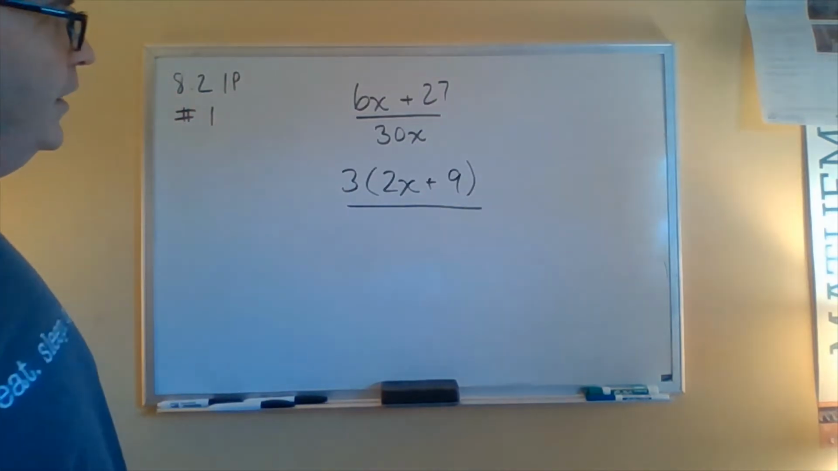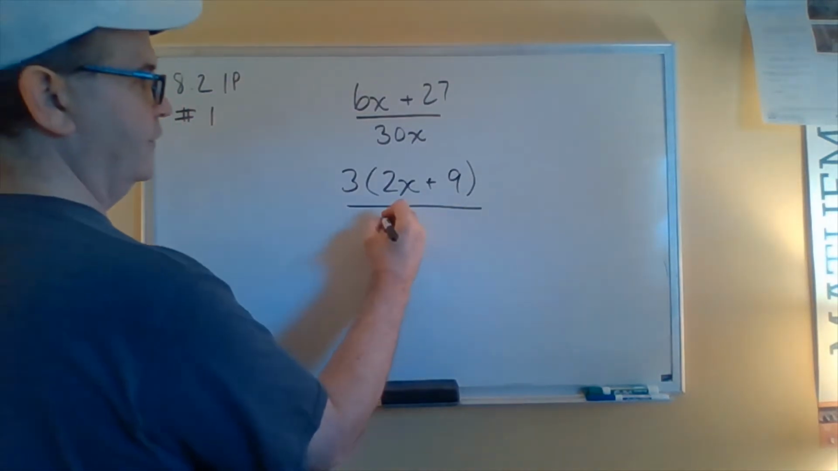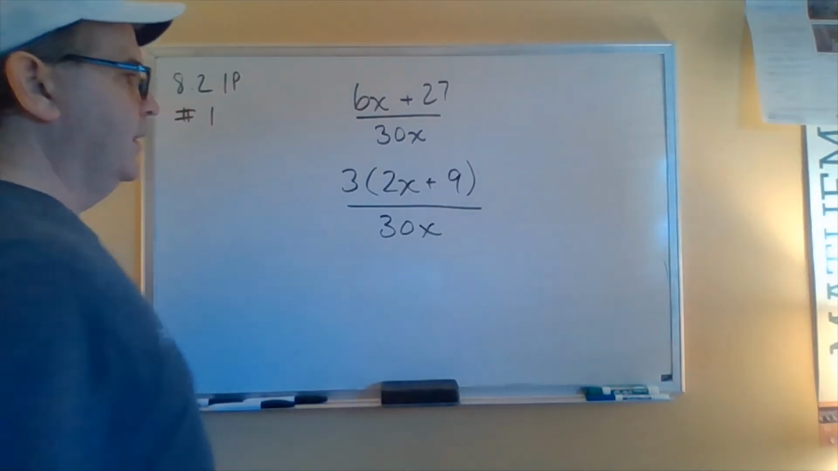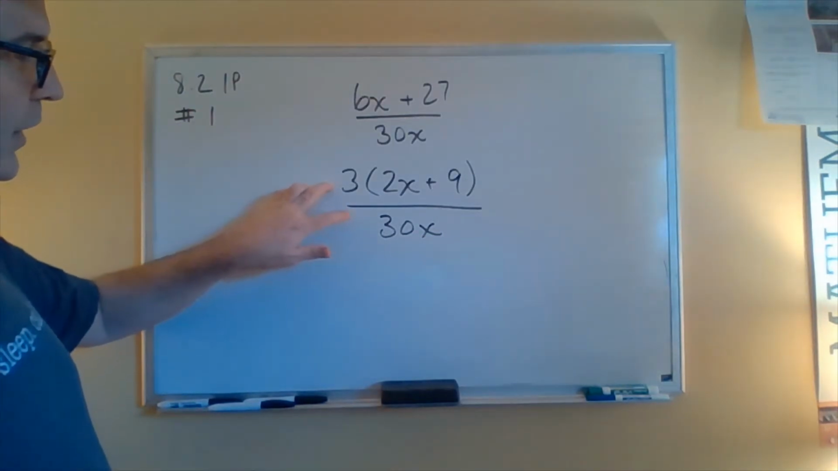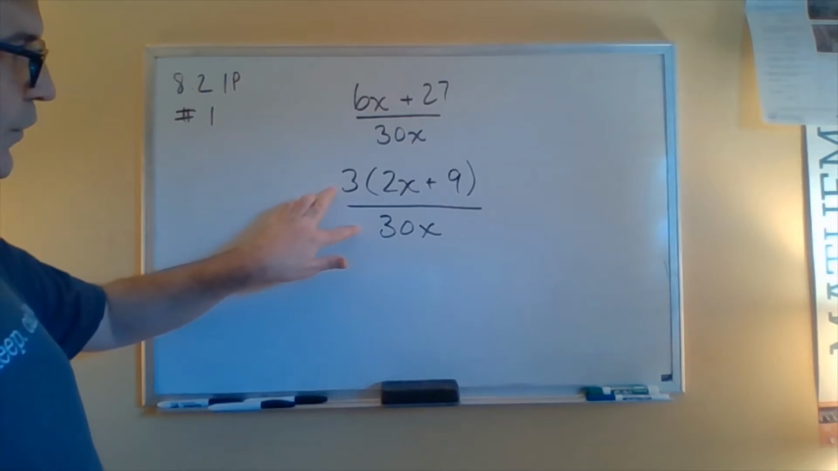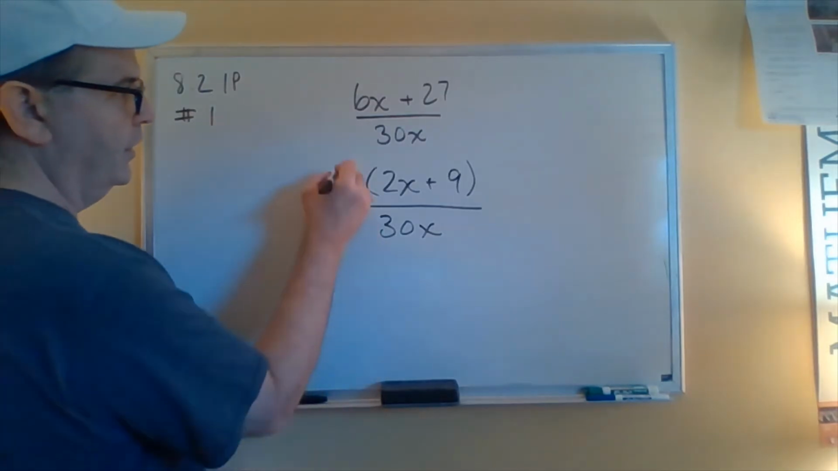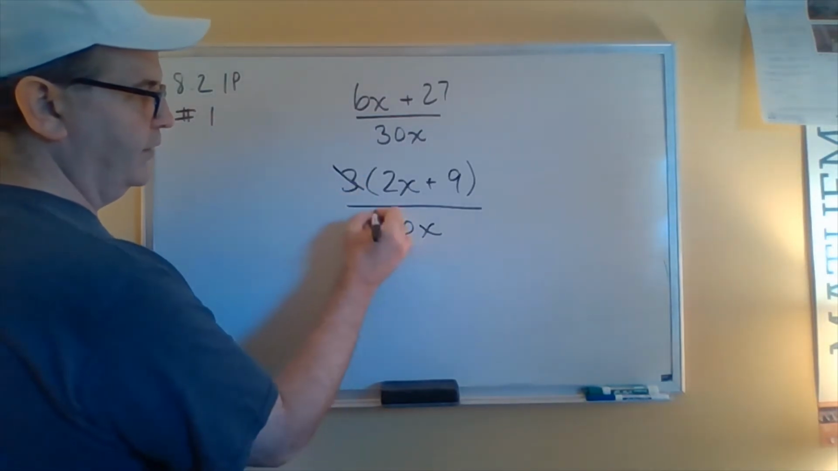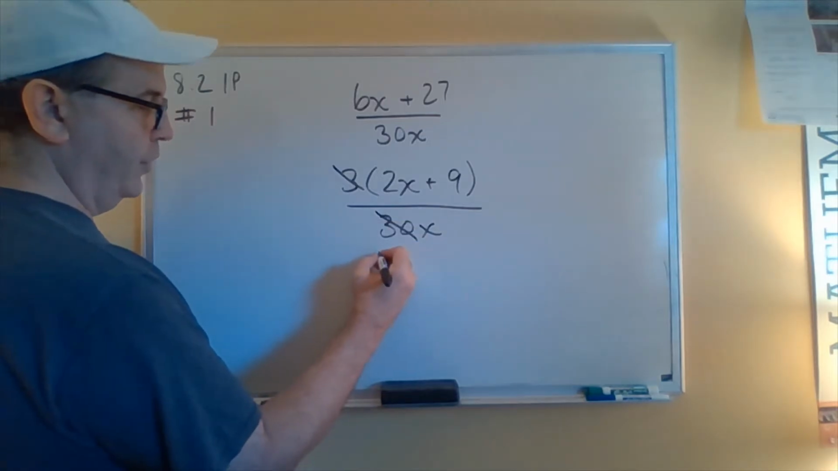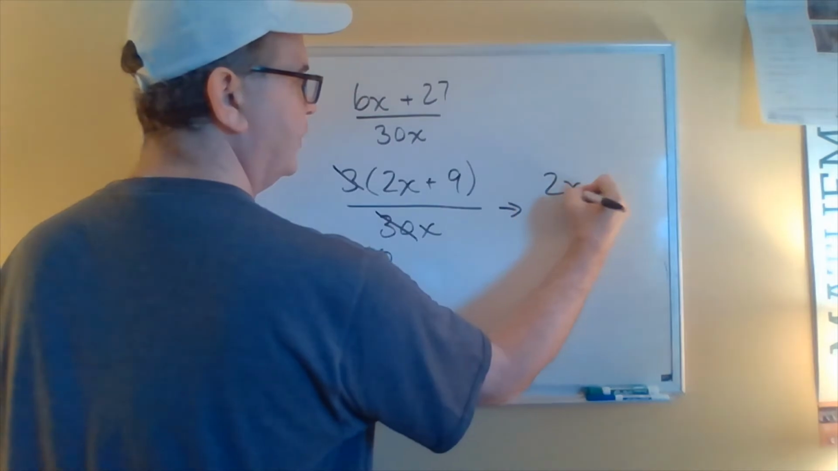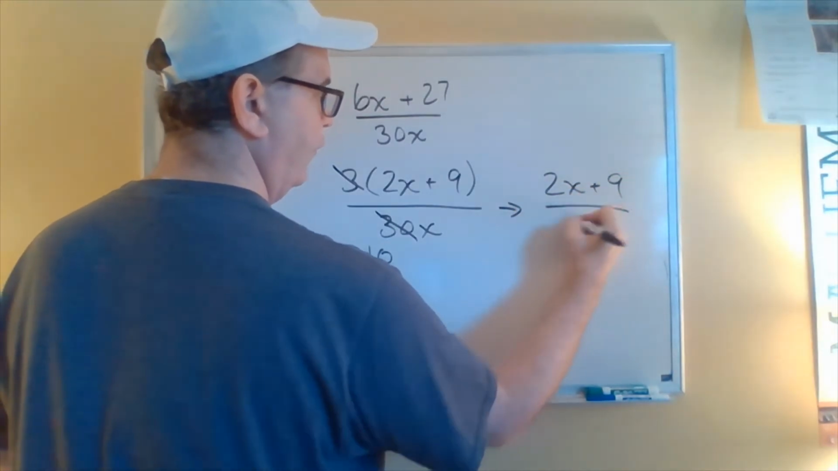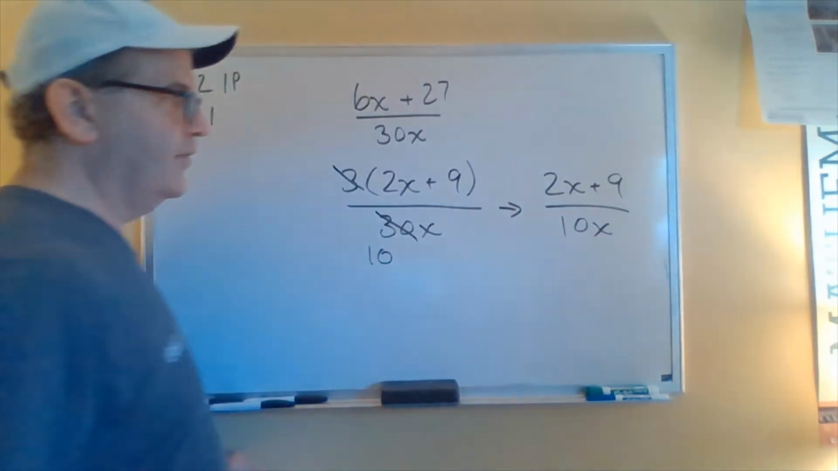Okay, how about on the bottom? Well, there's really nothing to do there. It's 30x. Good. So is there any simplifying I can do now? Let's look at our numerator and denominator. Can we reduce this fraction to 3/30ths? Sure. We can pull a 3 out of there and it cancels out. If we divide 30 by 3, we get 10. So our final answer would be 2x plus 9 over 10x.